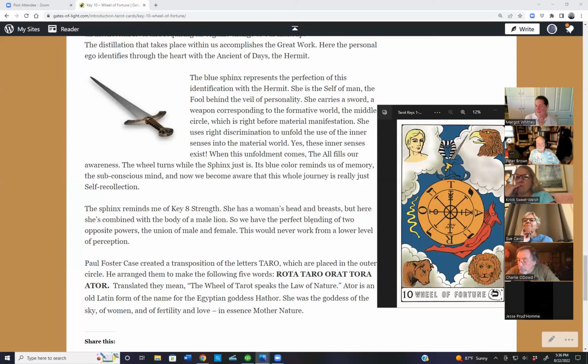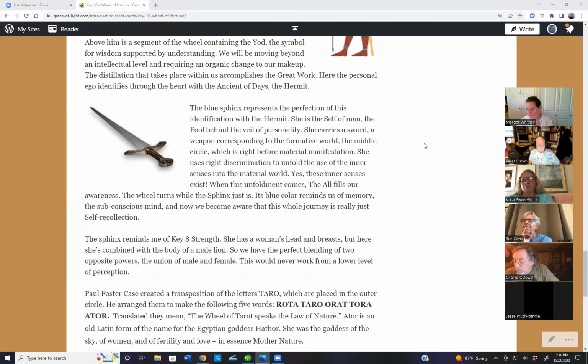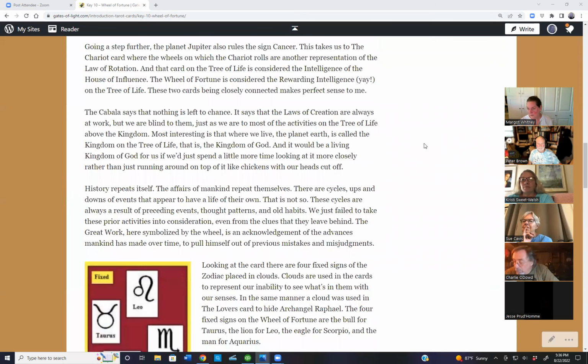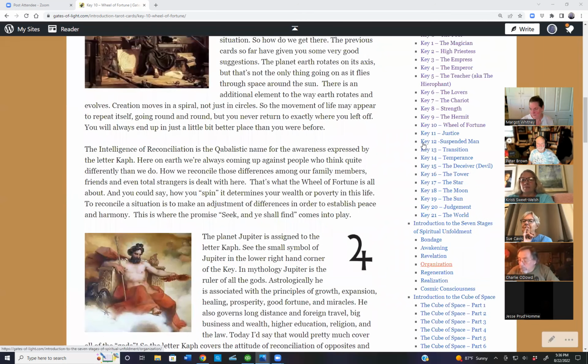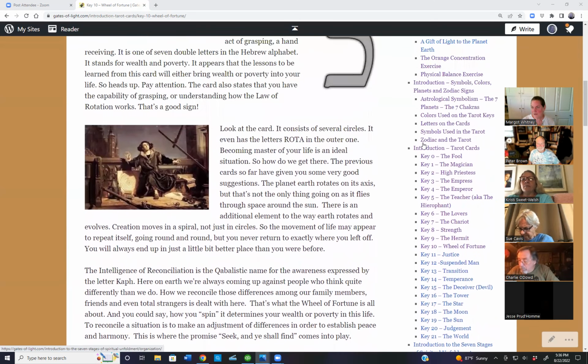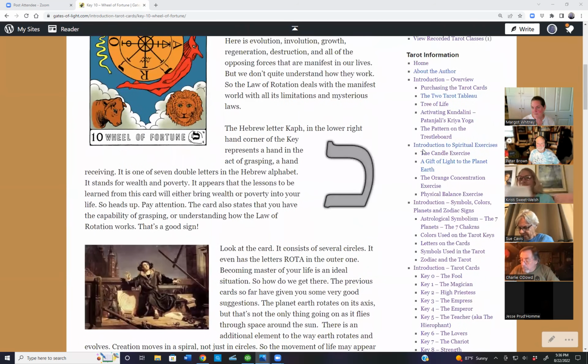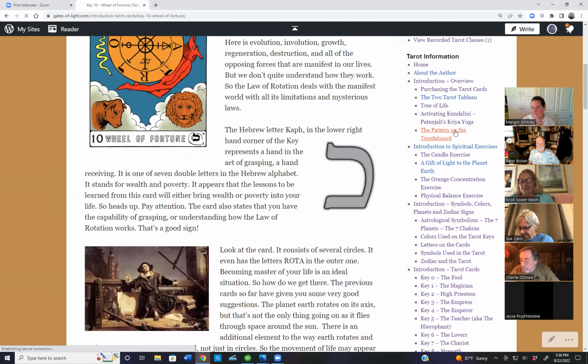So let's move on. Now, there's one thing I'm interested in doing, and we're going to move on to the Justice card. But I'd like to bring up something that Paul Case created, which I found very helpful when I entered the Holy Order that I went into for five years. It is called the Pattern on the Trestle Board. And I'll bet many of you have heard of this. Let me see if I can find it. Here we go.